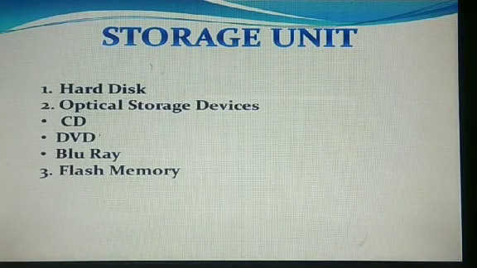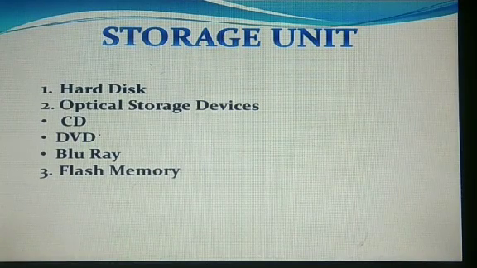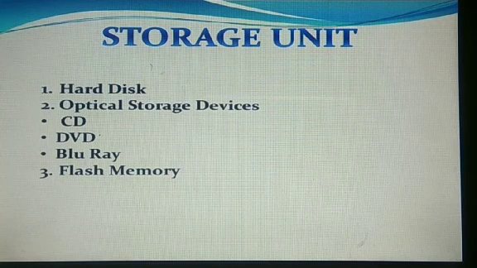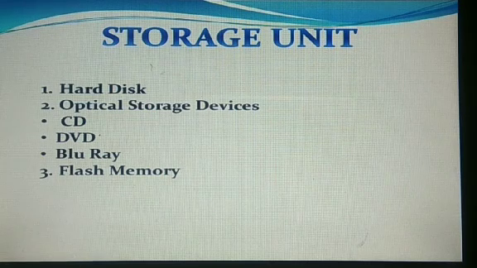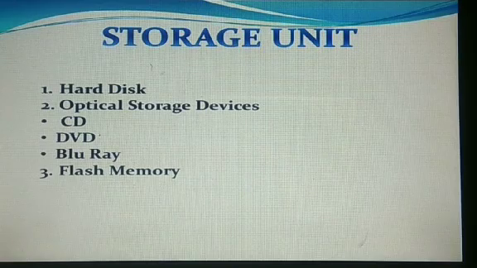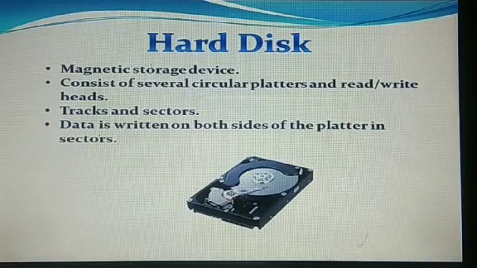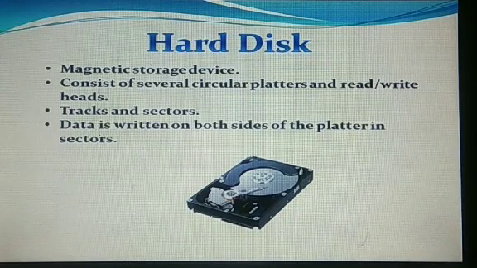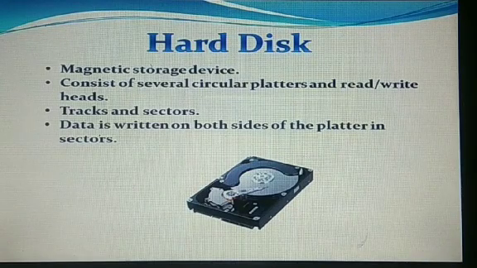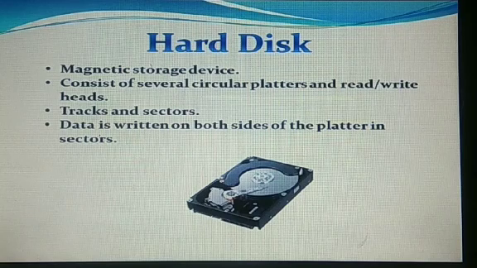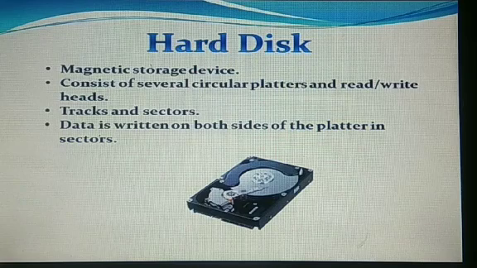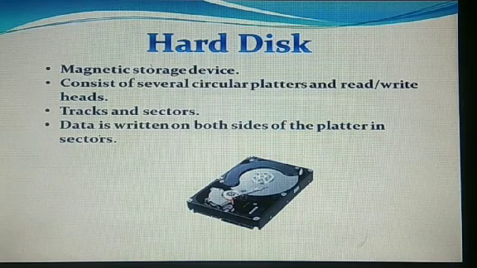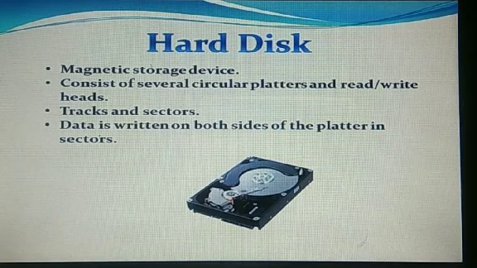Now we come to different secondary storage units. So we have hard disk, optical storage devices like CDs, DVDs, Blu-rays, and we have flash memories. Let's see. Hard disk, as you know, is a permanent storage device and it's a magnetic storage device which is inbuilt or installed inside a computer. It can store a large amount of data.